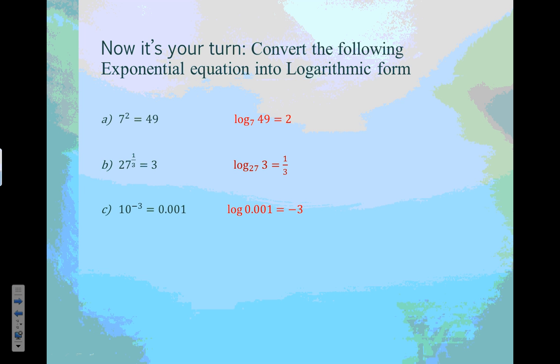10 to the negative 3 is equal to 0.001, one thousandth. Remember, the decimal place on the third position to the right of the decimal is the thousandth, with a th. So how do we convert that into logarithmic form? We recognize that the base is 10. That's what we call the common base. So we will say log of one thousandth is equal to -3.